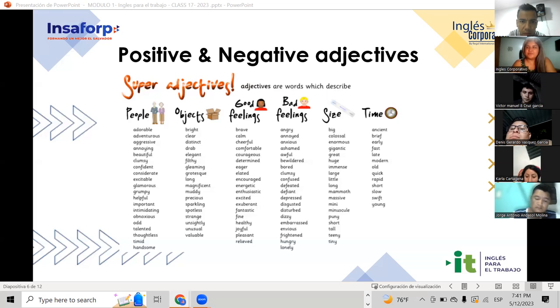Adventurous. What do you think that is the meaning of adventurous? Positive. Es positivo porque es una persona que le gusta aventurarse, right? En aventuras. Aggressive. What do you think that is the meaning of aggressive? Negative. It is negative. It's someone that is aggressive. Right? Que es agresivo. Okay.